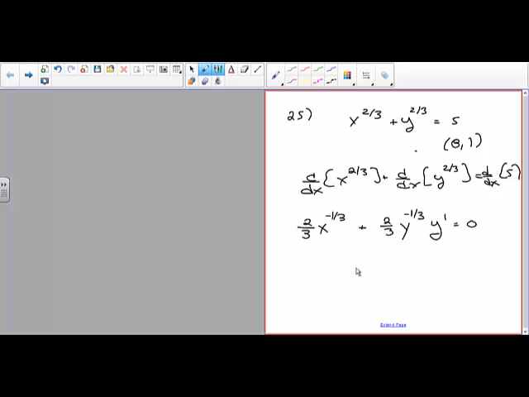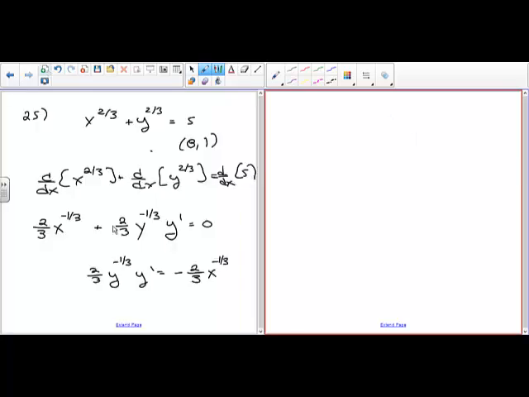So then we need to solve for y prime. So we'll move the stuff that's not involving y prime to the other side. You can see that 2/3 is going to cancel out. So let's just go ahead and do that now.